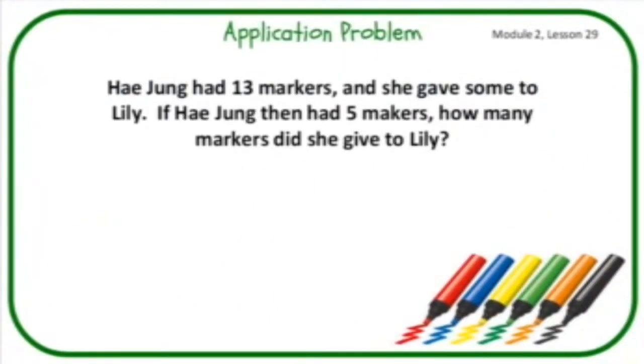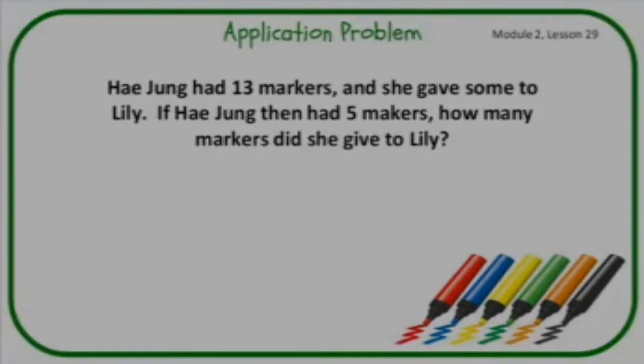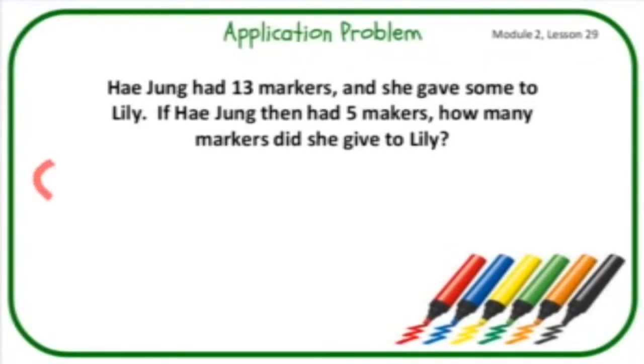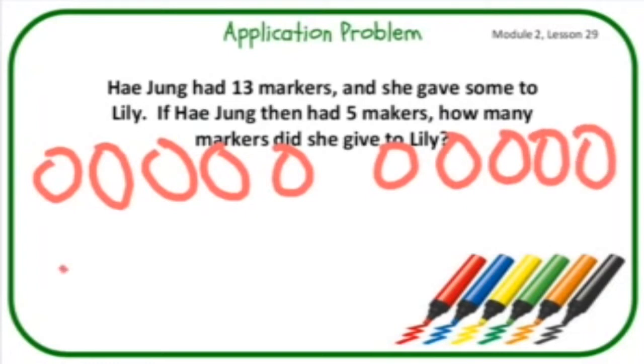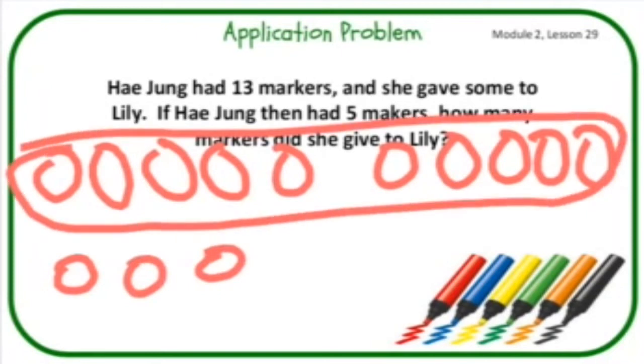Now over to the application problem. It says, Hai Jung had 13 markers and she gave some to Lily. If Hai Jung then had 5 markers, how many markers did she give to Lily? So let's solve that. I'm going to draw my 13 in my 5-group way, don't forget. 1, 2, 3, 4, 5, 6, 7, 8, 9, 10, 11, 12, 13. I'll circle my 10.